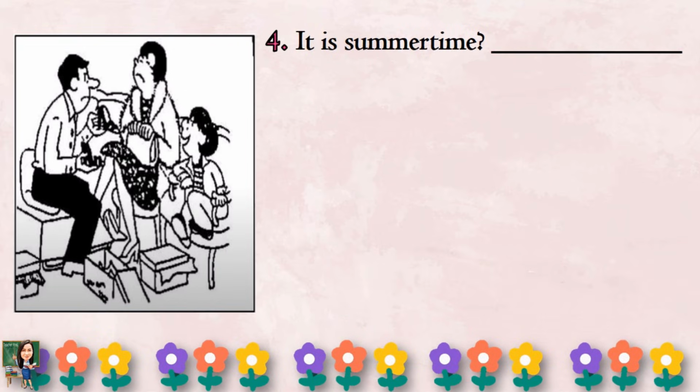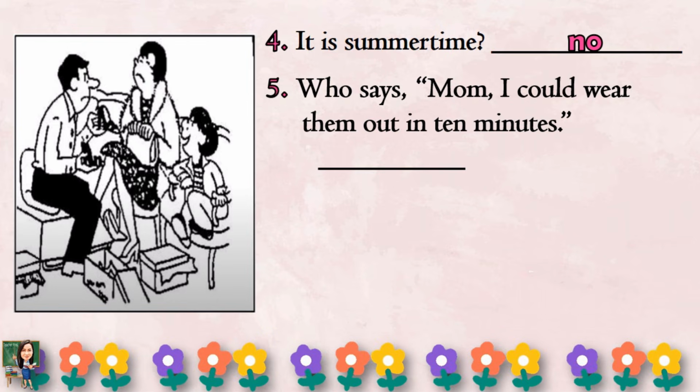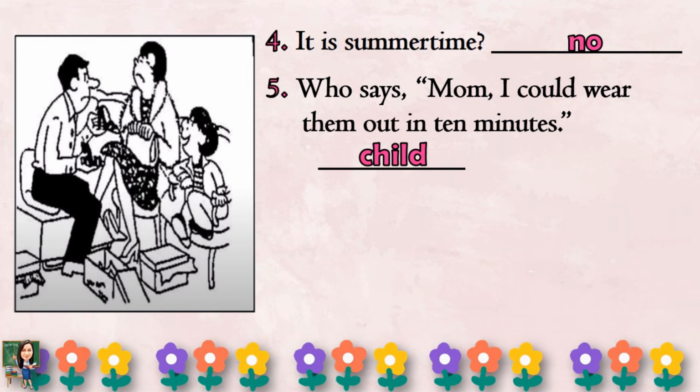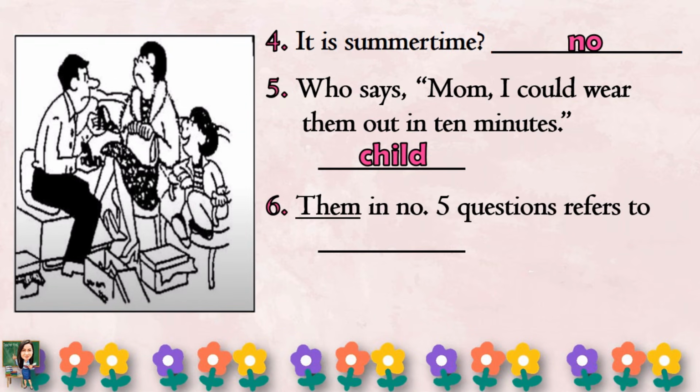Number 4. It is summertime. What is your answer? Very good. The correct answer is no, because they are wearing jackets. Number 5. Who says, "Mom, I could wear them out in 10 minutes"? What is your answer? Very good. The child. Number 6. "Them" in the number 5 question refers to what? What is your answer? Very good. Them refers to shoes.